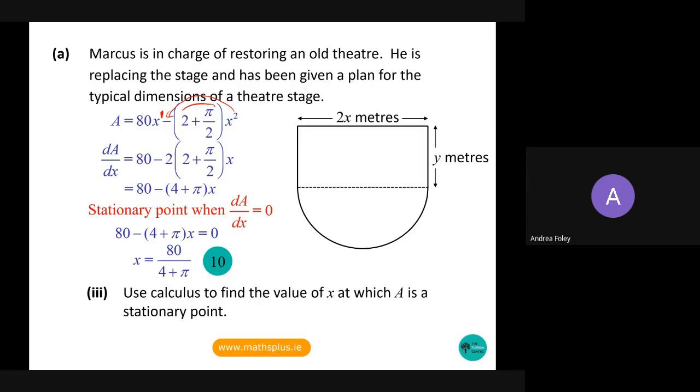7 marks, which is your mid partial credit here, is either a fully correct differential, so you got to the 80 minus 2 bracket 2 plus pi over 2 x, so fully correct differential, or you made a mistake on your differential, but you knew you needed to make it equal to 0. So you have an incorrect differential equal to 0. That would be your 7 marks here for mid partial credit. And then high partial credit on this question is 8 marks, and it's for a correct differential equal to 0. So if you got to the point where you had your 80 minus (4 plus pi) x equals 0, that is high partial credit.